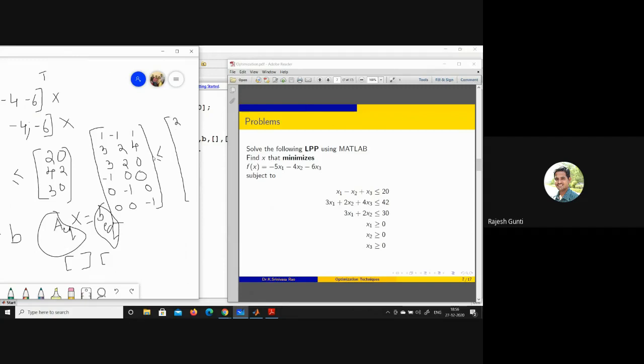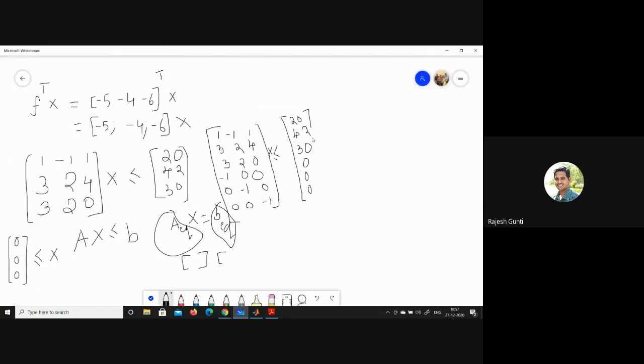20, x is there, that is common. x1, x2, x3, 20, 42, 30, 0, 0, 0, x1, x2, x3. This, minus x1 is less than or equal to 0, minus x2 less than or equal to 0, minus x3 less than or equal to 0. So if we combine these two, we can write like this.